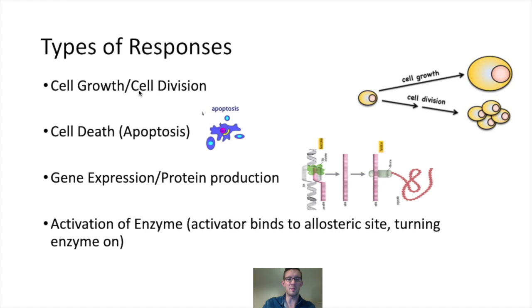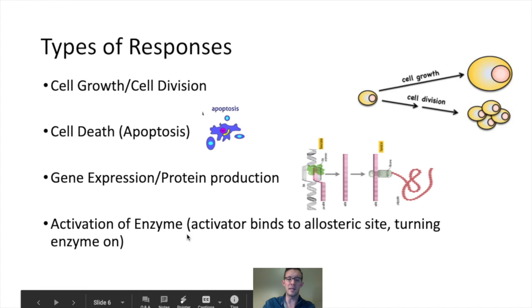So some common responses that you'll see are either cell growth or cell division. You can see examples of that here. They can actually provoke cell death if there's something wrong with the cell, also known as apoptosis. Or they can provoke the expression of a certain gene and the production of a certain protein. Or last, the second messengers can actually bind to certain enzymes and cause them to activate or inactivate.